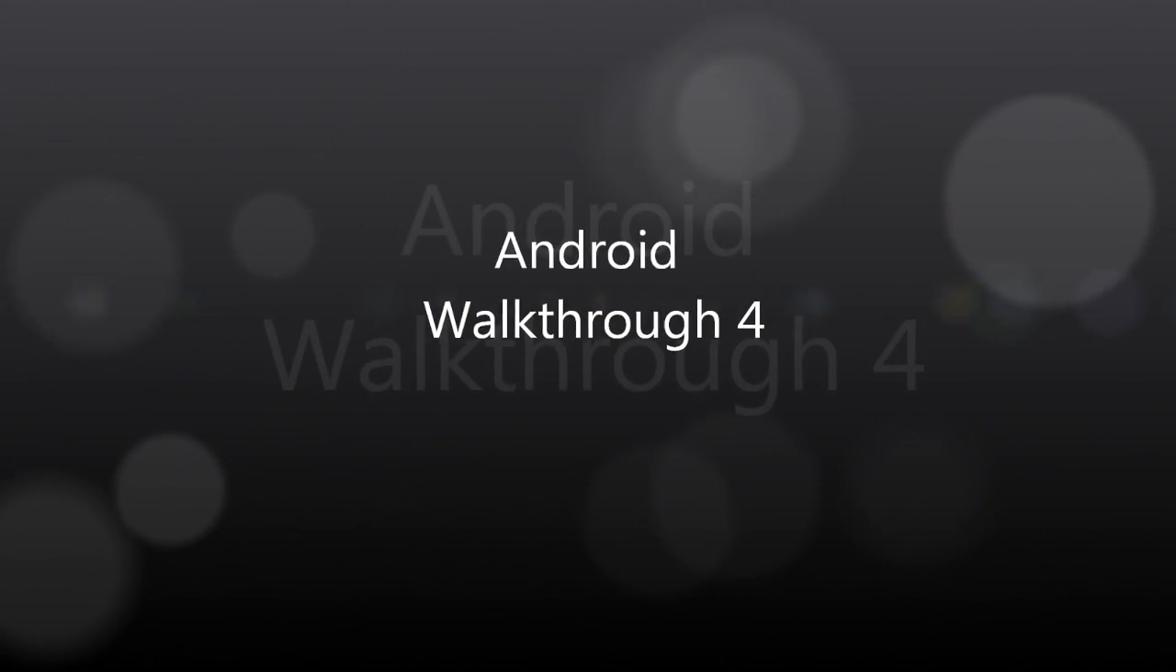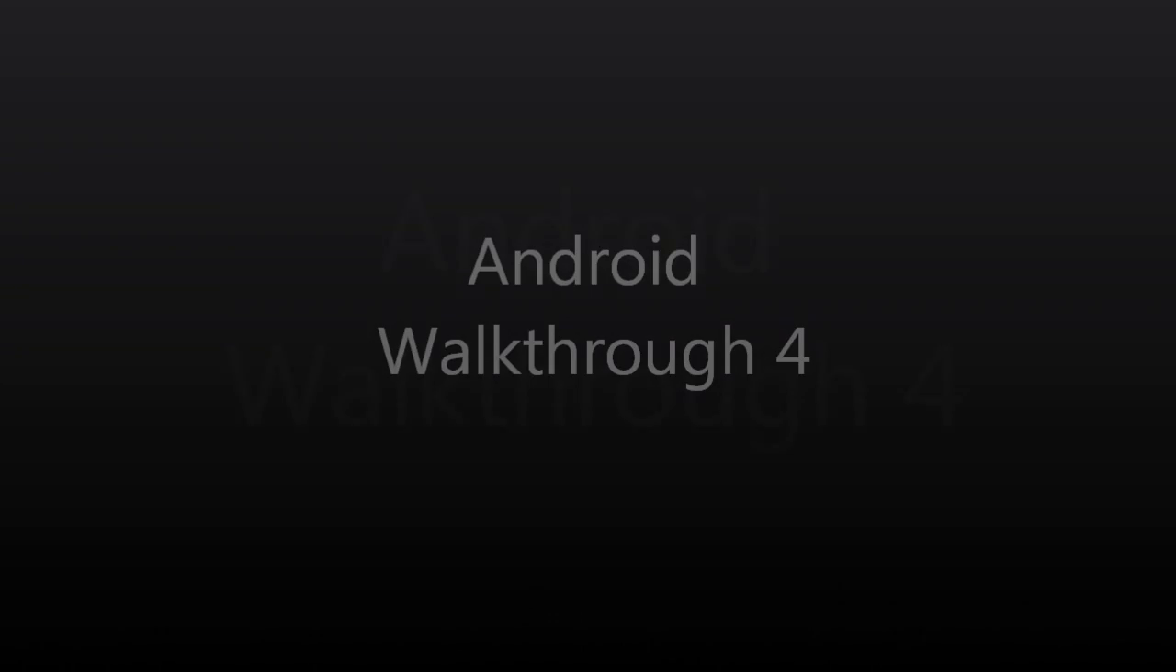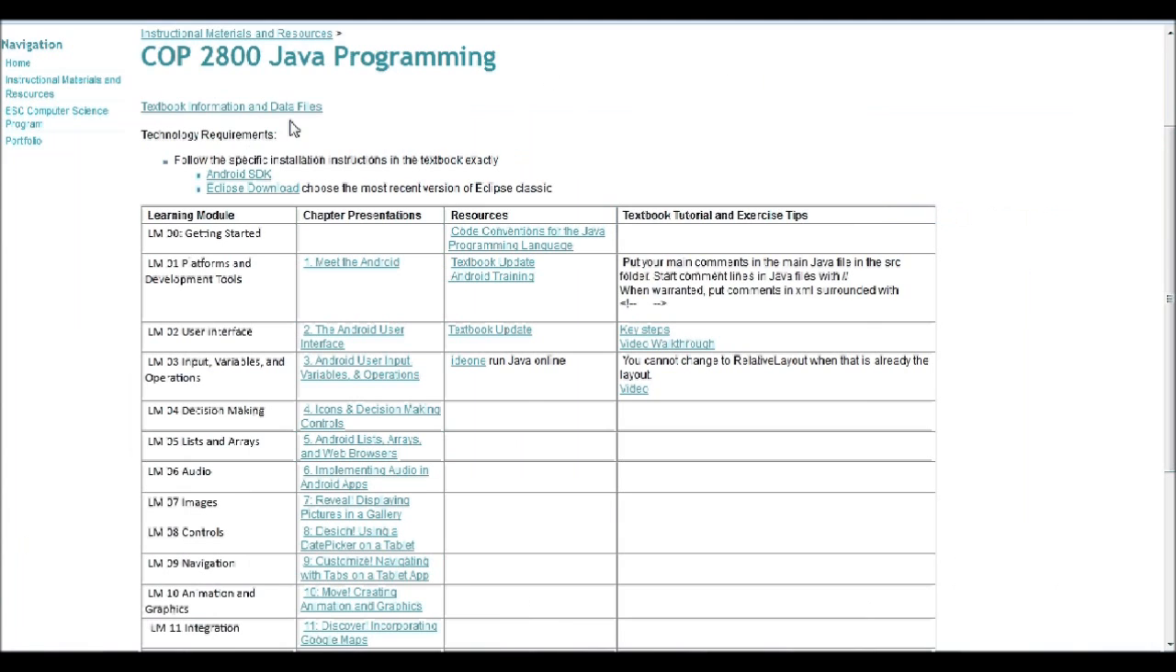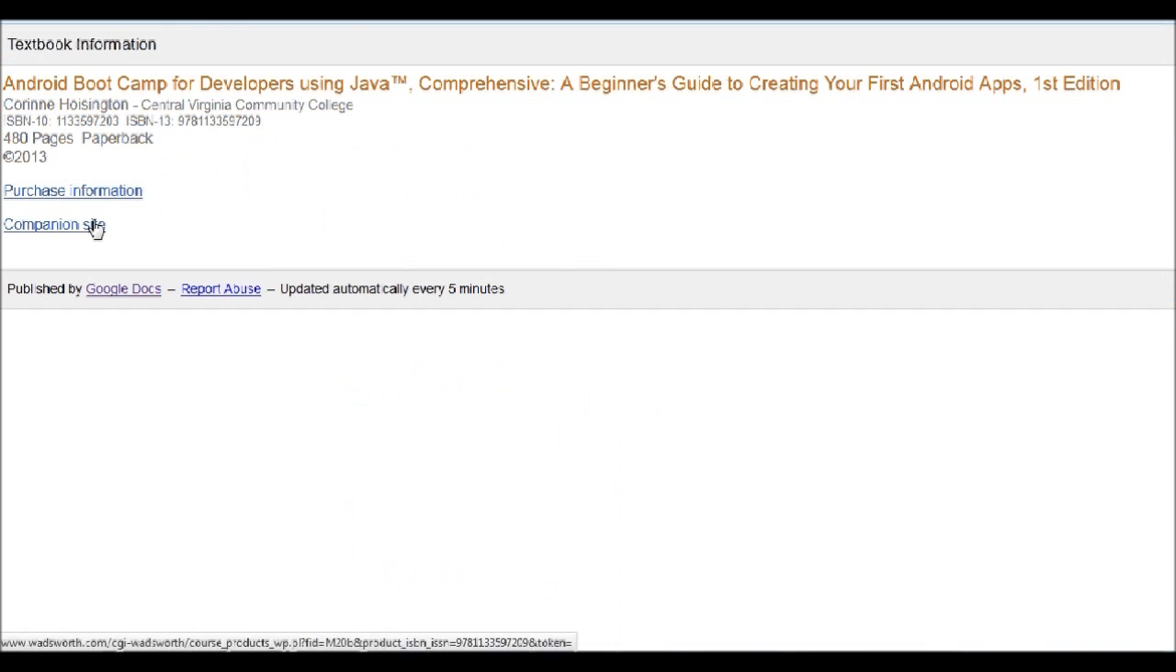Hello, this is a walkthrough of the Chapter 4 program from the Android Bootcamp book. It's a program to make a medical calculator. It's going to introduce a lot of new things, including a specialized icon, which you can get from the companion site.